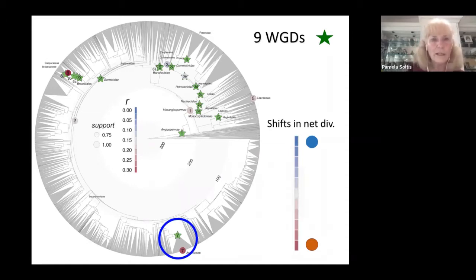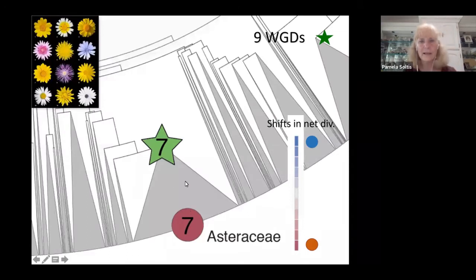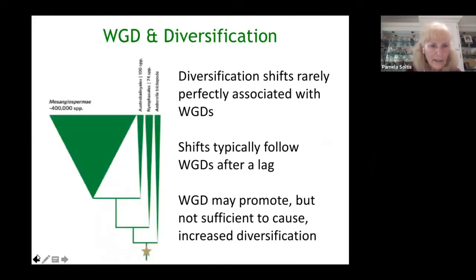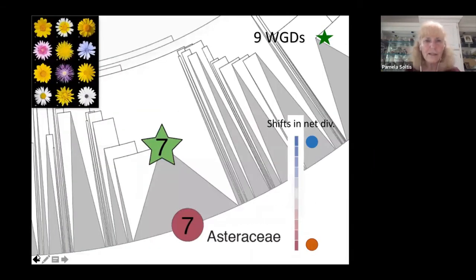And only one of those duplications showed a perfect correspondence. And that was this one you can see here in the bottom. And this is associated with the origin of the Asteraceae. And so we see a significant increase in the rate of diversification associated with the Asteraceae and a whole genome duplication that corresponds to its common ancestor. So this is interesting because this is a clade that has undergone a lot of whole genome duplication.